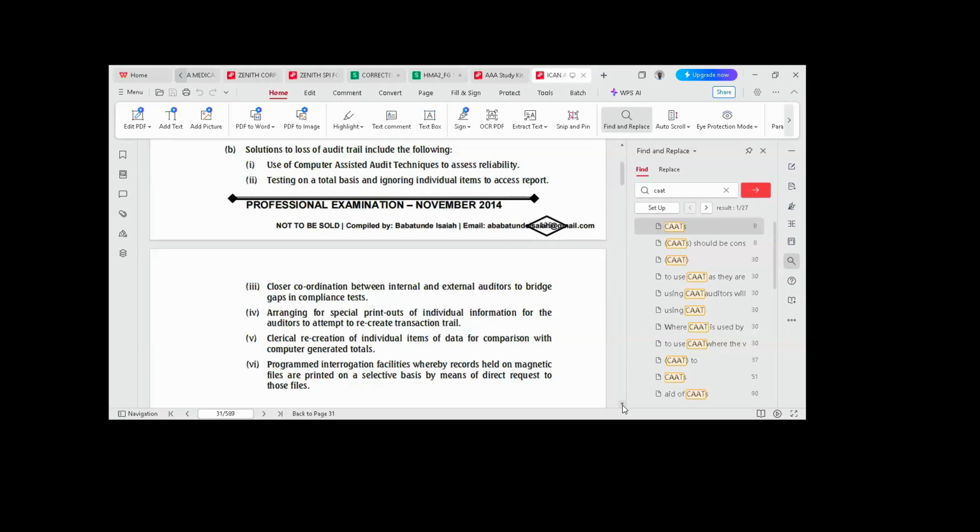Okay? Program interrogation facilities, whereby records held on magnetic files are printed on a selective basis by means of direct request on those files. This one is talking about test data. It's talking about what? Test data. So rather than for you to print everything, you just focus on the ones that are related to that particular sample that you are trying to test.